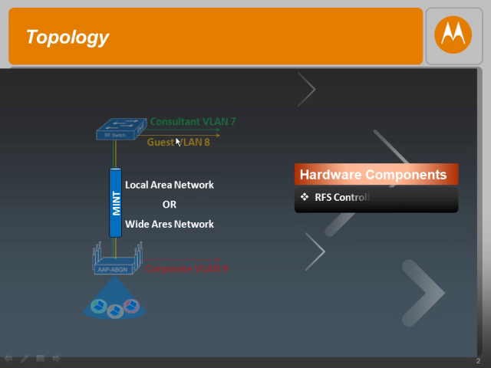The main hardware component required in this topology is going to be the RFS controller only. The reason is the configuration for the AP would be defined in an AP profile, and when any APs adopt on the RFS controller, they'll inherit that profile.